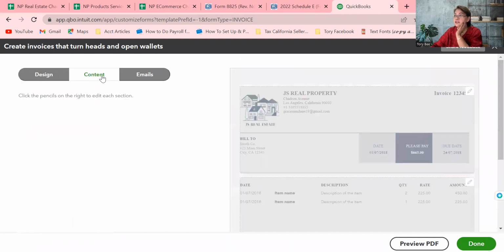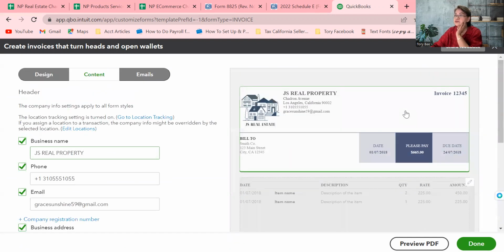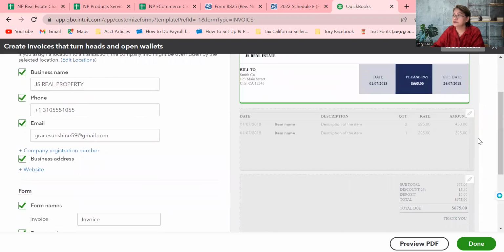Let's go to the content. Click content. I checked everything here because we want the business name, phone, email address, business address. If you don't want your number to appear here, you just click that. No problem.